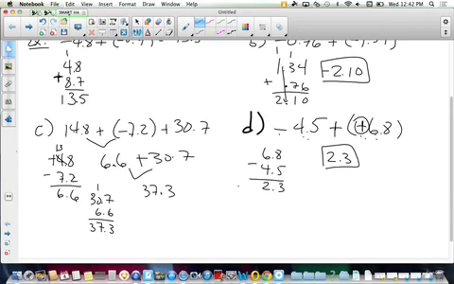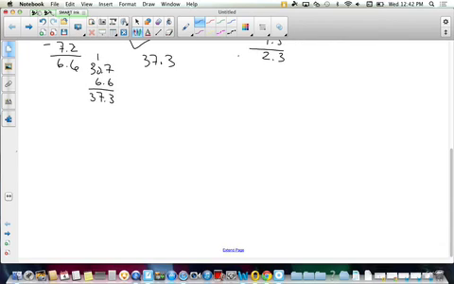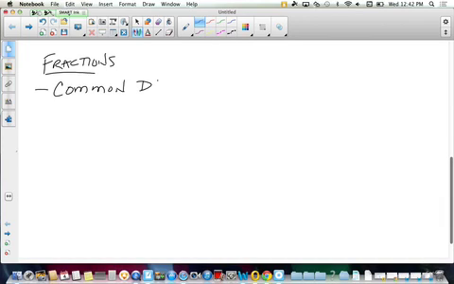All right, next then, we need to look at fractions. So that was rational numbers. Now we'll look at fractions. Now, the key with adding and subtracting fractions is being able to find a common denominator. You always have to have a common denominator.